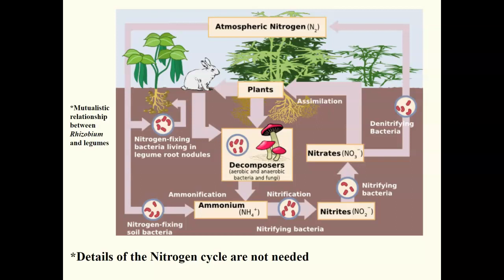Therefore, it's a cycle. There's also going to be bacteria that can turn the nitrogen back into N2, and so it can go back into the atmosphere, also contributing to the cycle. Again, you don't really need to know the details of the nitrogen cycle other than this: it passes through the food chain and decomposers help to cycle it back.